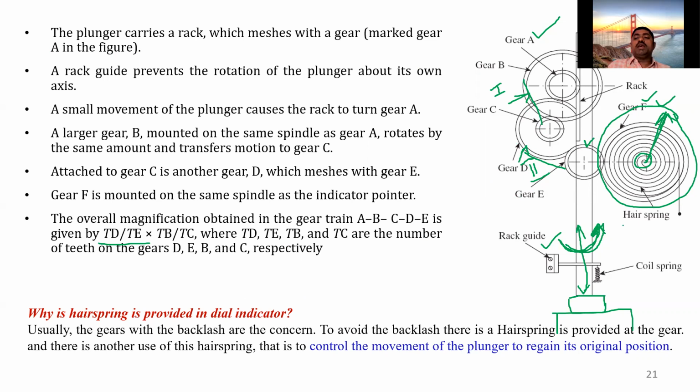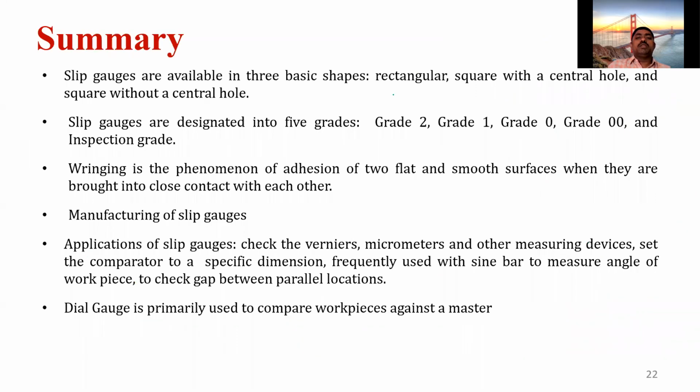And here a hairspring is provided to the dial gauge, because it is used to avoid the backlash error and also to control the movement of the plunger to retain its original position. So for this purpose, the hairspring is used. So this is today's class.